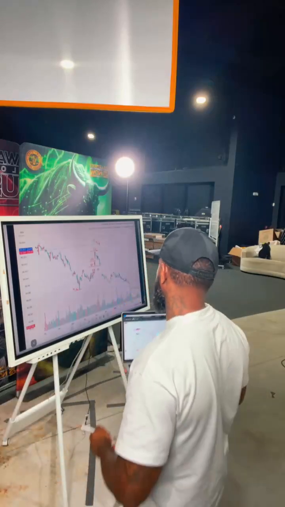Today I want to teach you all about market structure, but more so about change of structure, or change of character, is what they would call it. But it's really just the market reversing structure. So we're going to get into a change of structure or reversal happening, and how we can identify it. That's what it's about today.